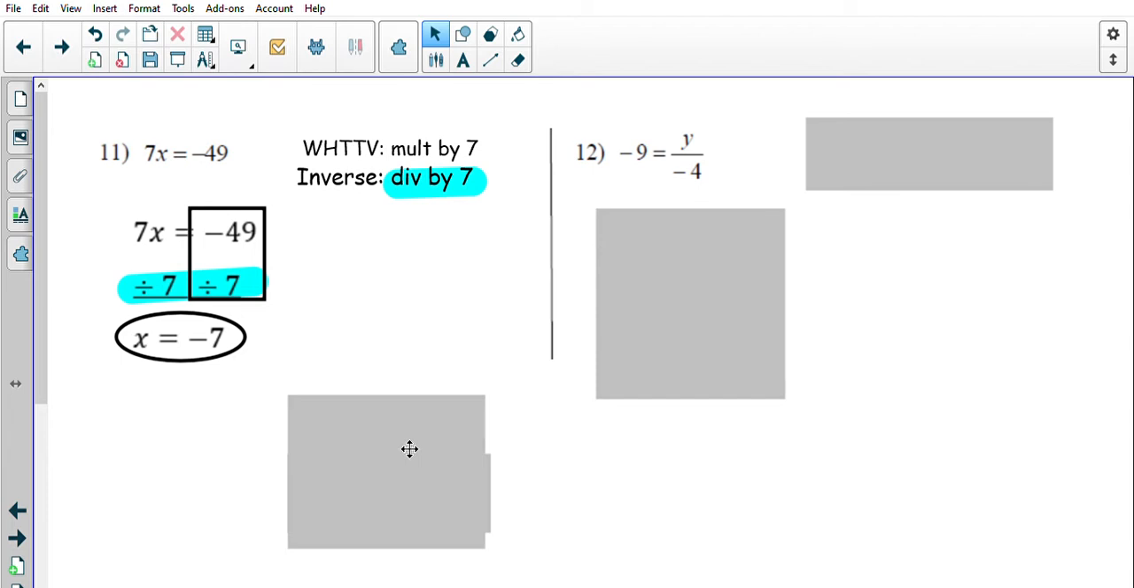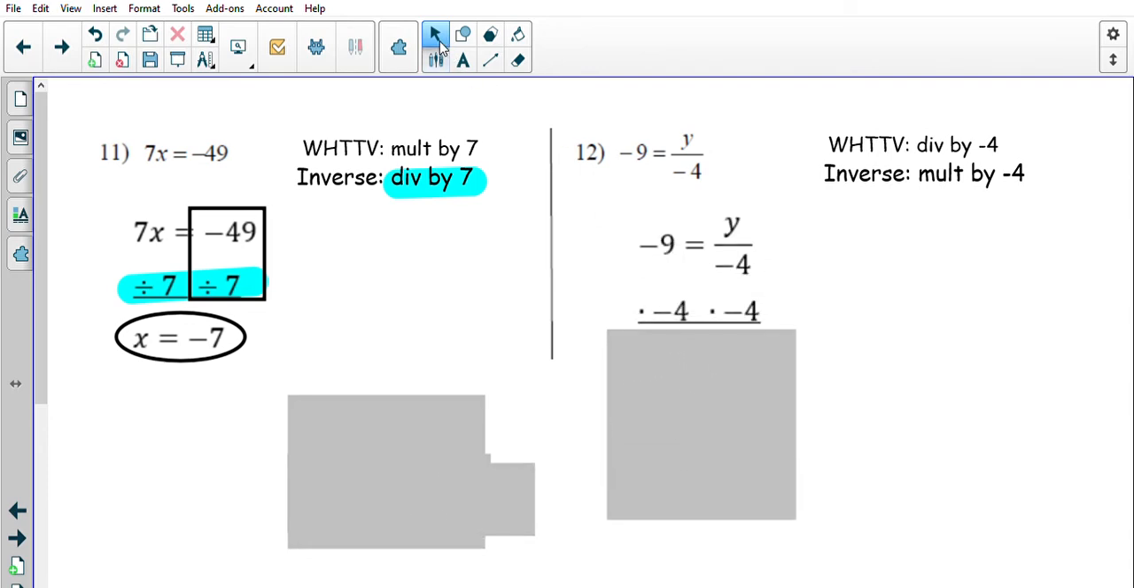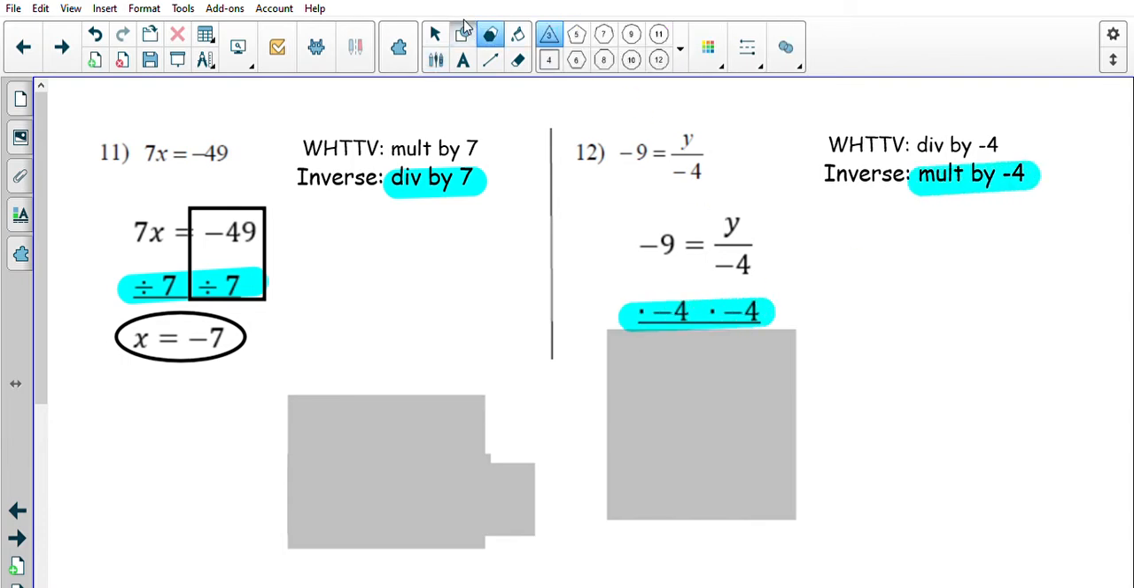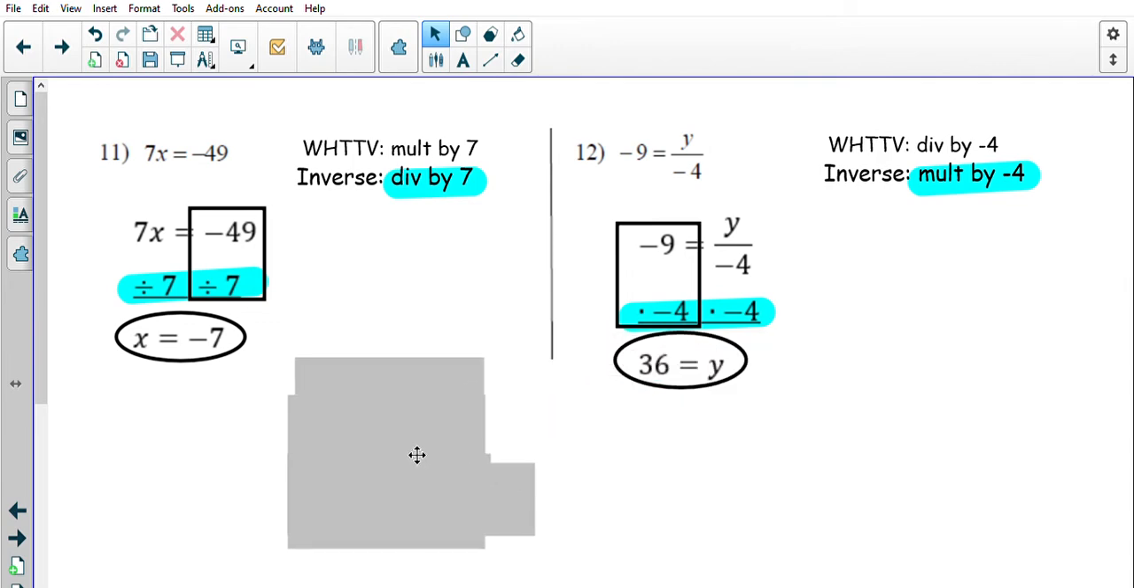Number 12, we have negative 9 equals y over negative 4. Remember, the fraction bar represents division, so what's happening to the variable is we're dividing by negative 4. What's the inverse of dividing by negative 4? It's multiplying by negative 4. So let's show that once on each side of our equation. Again, always doing our inverse on each side. So what are you plugging into your calculator? Well, negative 9 times negative 4. What does that get us? It gets us positive 36. Remember, you can check your solution. Do 36 divided by negative 4, hit equals. Make sure your calculator gets you negative 9.